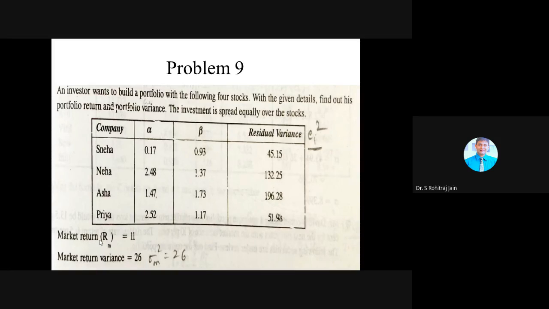Now, students, what is RP? When I say calculate RP, what do you mean by RP? Portfolio return, sir. Fantastic. Portfolio return. Then what is sigma P? Standard deviation of the portfolio.